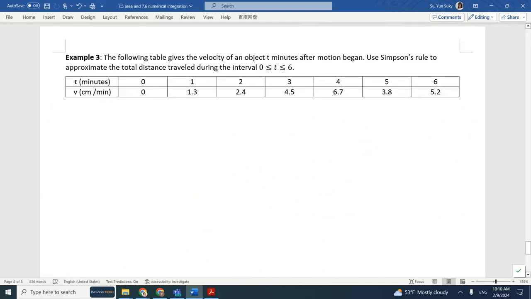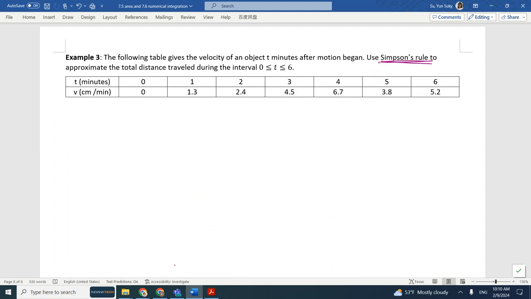So in example 2, we have the formula of the function, right? We can plug the points into the function. But what if, like in example 3, we don't get a formula of the function? We only get a table of points. So in this case, we're going to use Simpson's rule, okay?